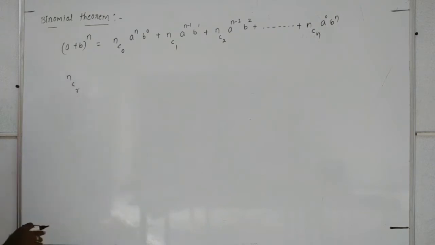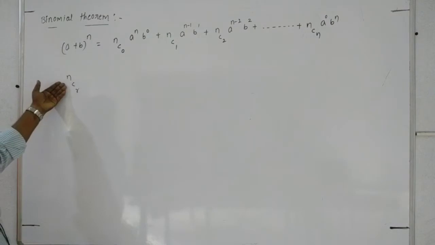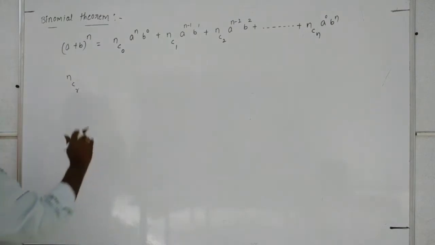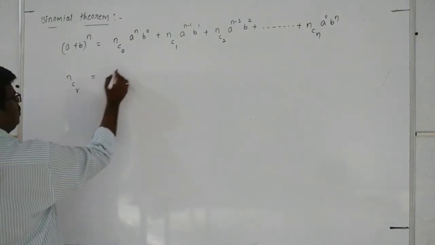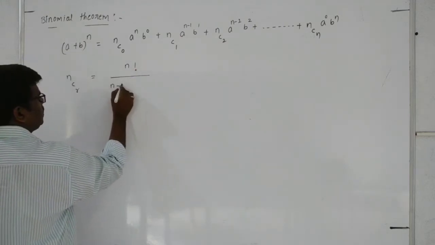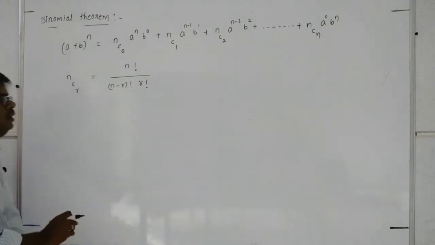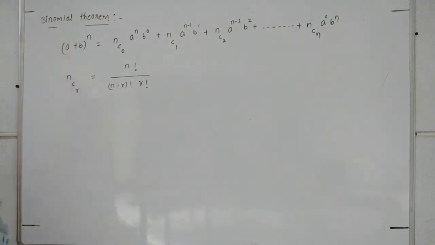NCR. Here NC0, NC1, NC2, in general we can write NCR. Here NCR equals n factorial divided by (n minus r) factorial into r factorial. So this is NCR we have. In this we can discuss that.